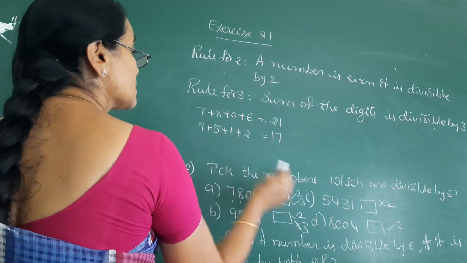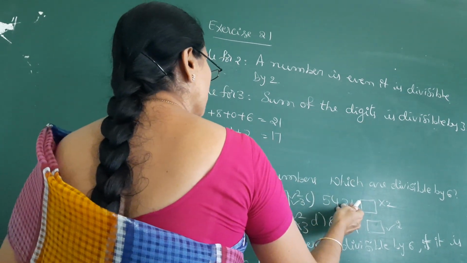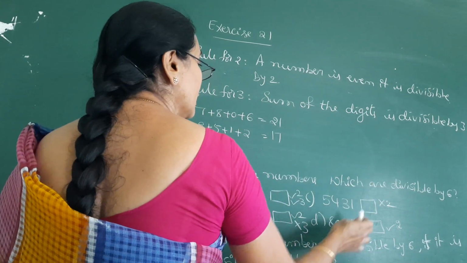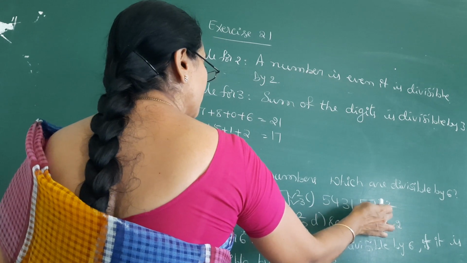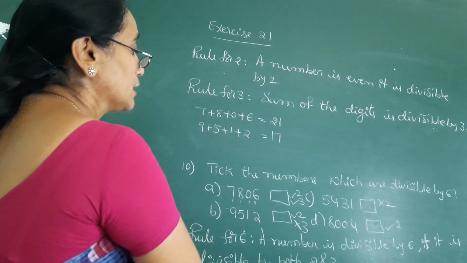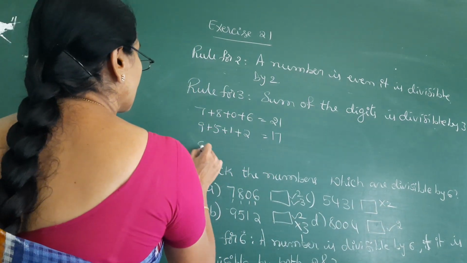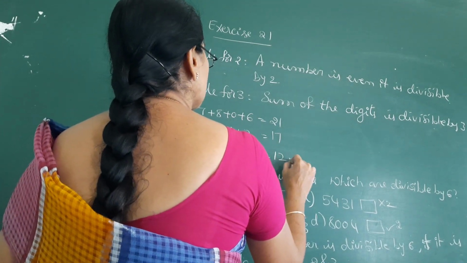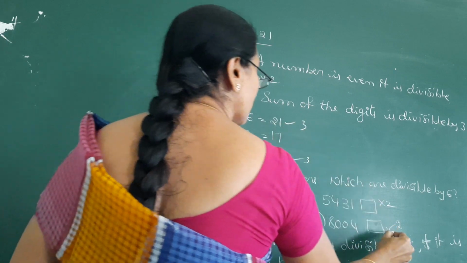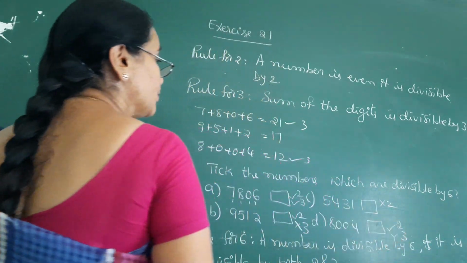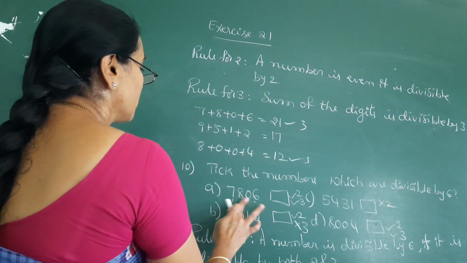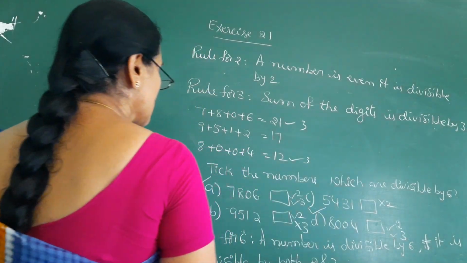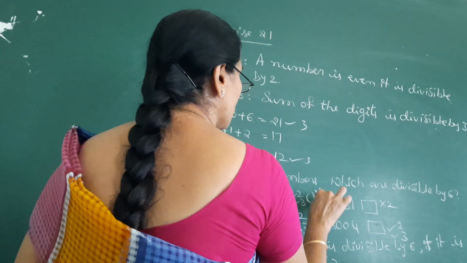And next number is not divisible by 2, so no need to check. A number is divisible by 6 means it is divisible by both 2 and 3. Here it doesn't satisfy with 2, so no need to check with 3, and go for the next: 8 plus 0 plus 0 plus 4. It is 12. Yes, it is divisible by 3. So observe this. Which number is divisible by both 2 and 3? This one and this one. So these are the correct options. So these two are wrong.